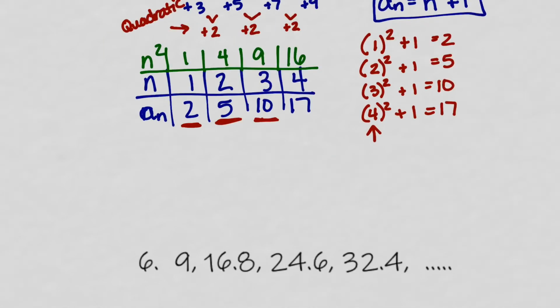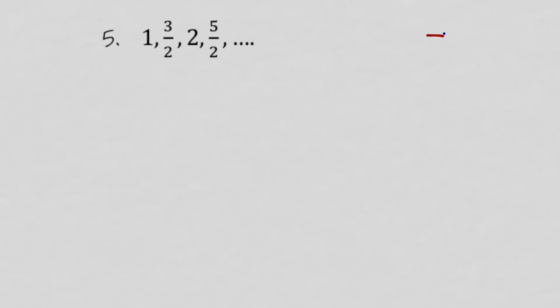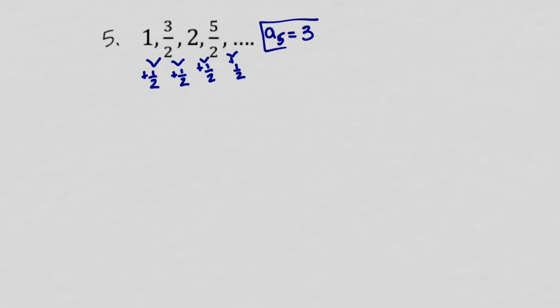All right, let's look at number 5. Our next sequence goes 1, 3.5, 2, 5.5. So let's look at how we go from 1 to 3.5. It looks to me like I'm adding a half. Well, 3.5 to get to 2 is adding a half. I added a half here, so I know I'm going to add a half to get that fifth term, a5, and that's going to be 3.